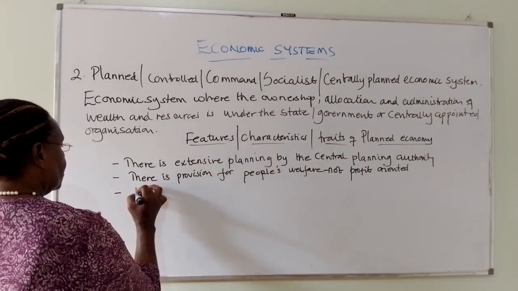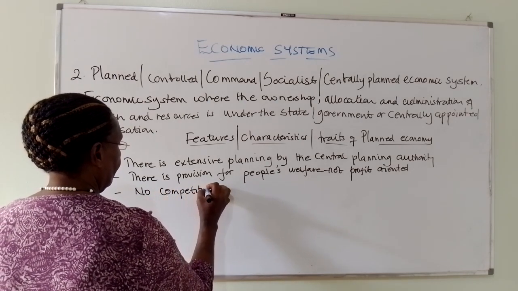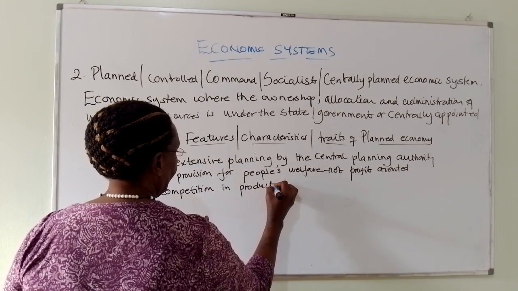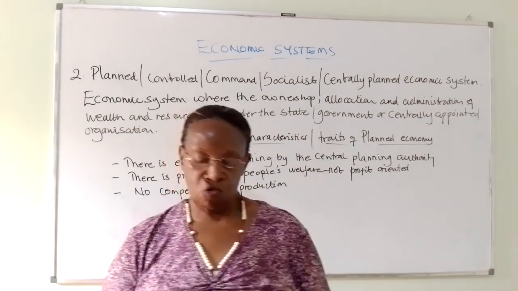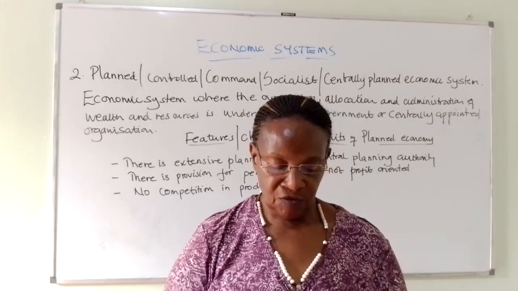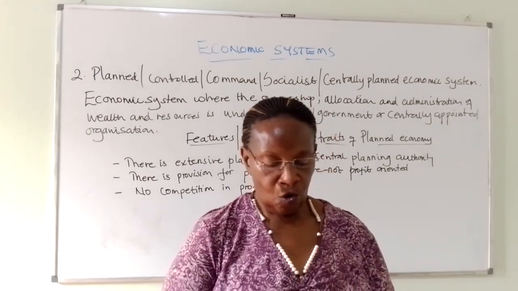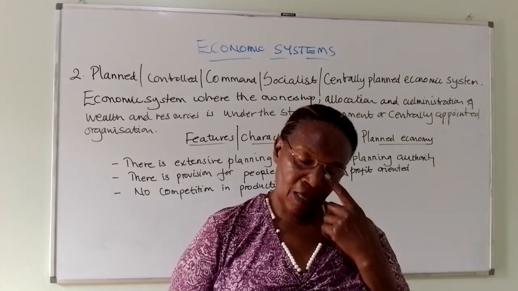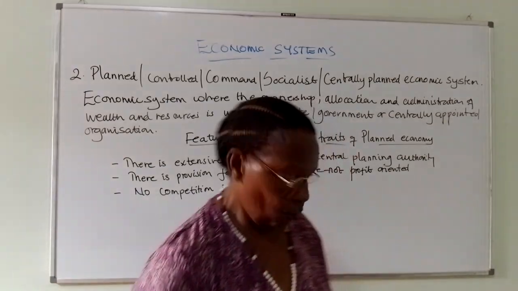Then there is no competition in production. So I have already seen that government appoints a central planning authority, and this one will choose what to produce for the economy. And it's only the government which is going to be producing, so there are no competitors allowed, as they don't have that freedom. That freedom was only in the capitalist economy. Here it is now government which is having the monopoly over the production of the goods.